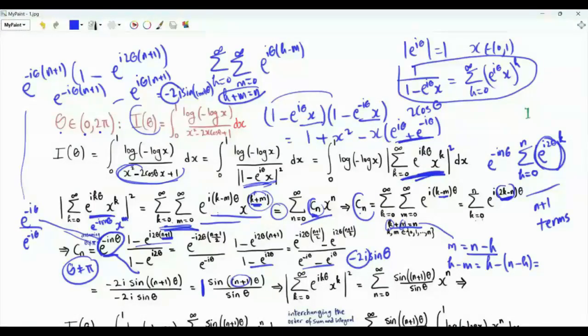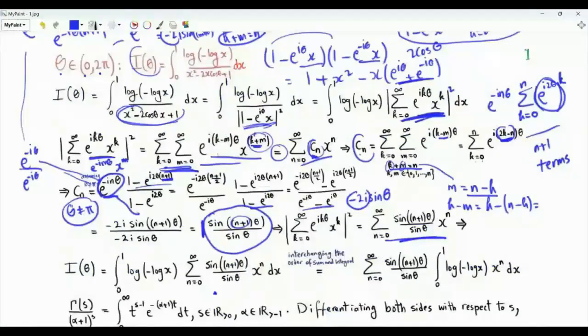We were able to rewrite this double sum as a single sum, summation n from 0 to infinity c_n x to the power n, where c_n is given by this ratio of sines. Now we take this summation, insert it back into the integral, and do the integration term by term. We now have to evaluate this integral from 0 to 1 of x to the power n log of minus log x.